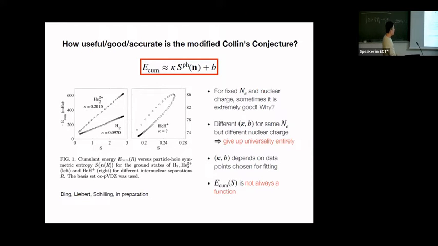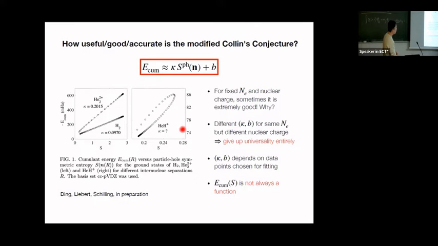So this is really a functional that is defined for each molecule separately. Okay. And still, these look very linear, but they're not exactly linear. So you do have to somehow statistically fit kappa and B, and you do need some input data for this. So this is another downside. And perhaps the biggest downside is that this equation in the red box, this Collins conjecture, is not always correct, in the sense that the cumulative energy is not always a function of S.